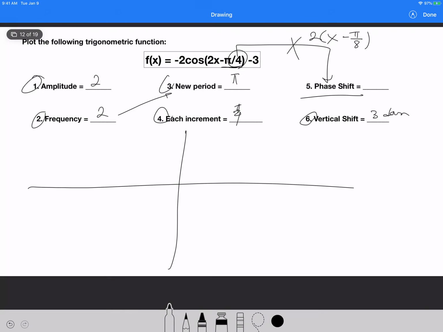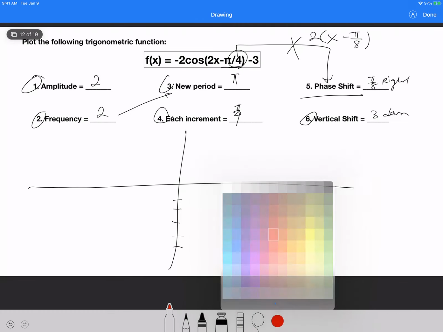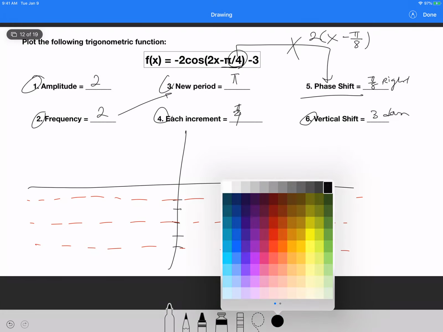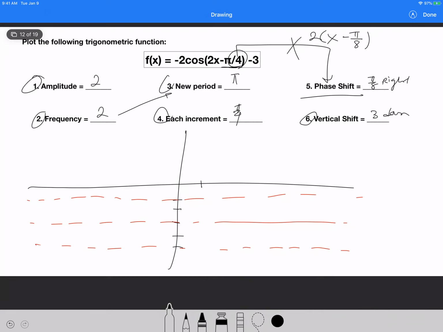I'm going to draw my grid. I'm going to be at 3 units down on pi over 8 to the right. And then I'm going to go up 2, down 2, establish my framework at -1, -3, then -5. And then here I'm going to make this to be pi over 4, 2 pi over 4, 3 pi over 4, and then 4 pi over 4. Negative pi over 4, negative 2 pi over 4, negative 3 pi over 4, and negative 4 pi over 4.